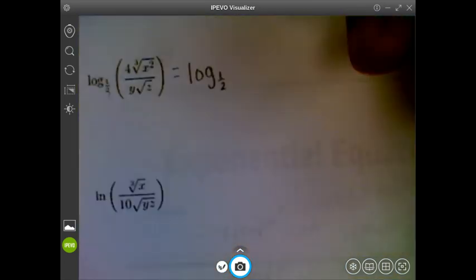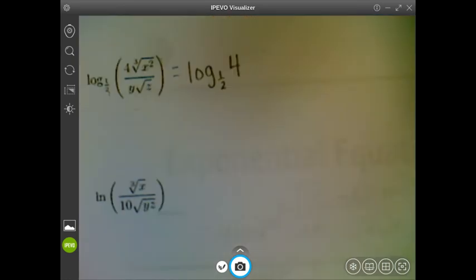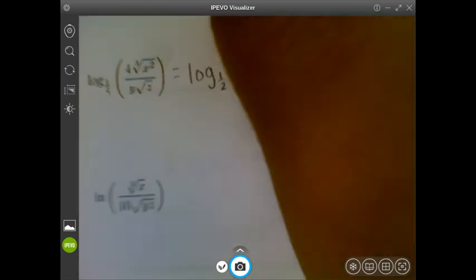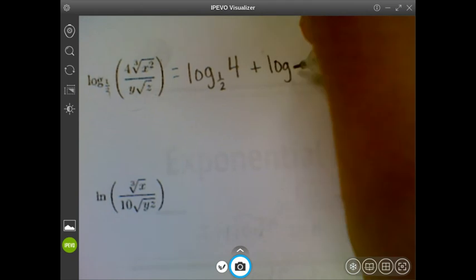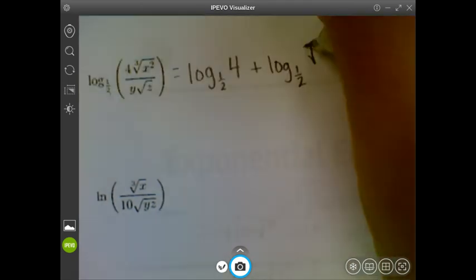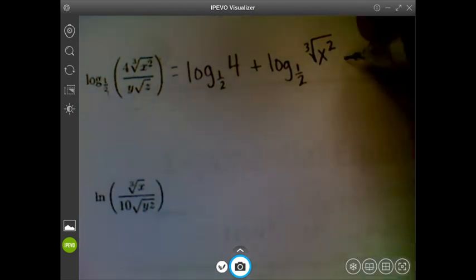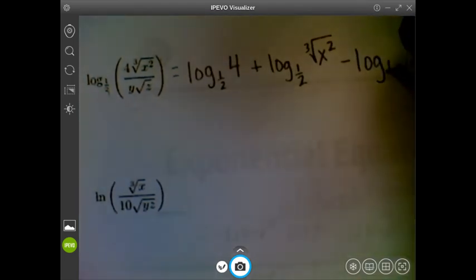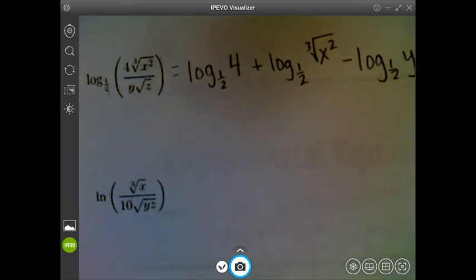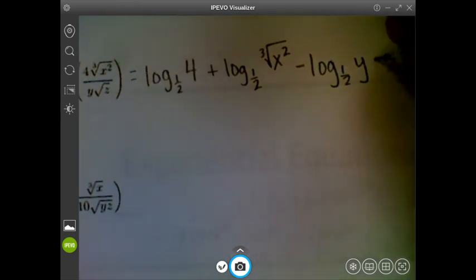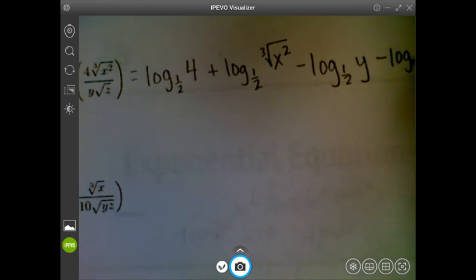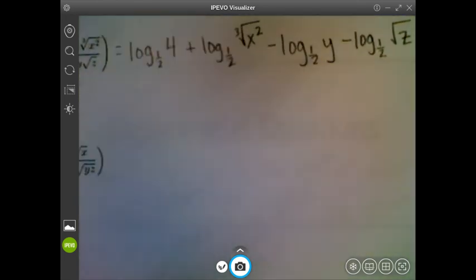And so we can go ahead and just start splitting this up. Everything will be log base a half. And then we'll have a 4. It's going to be positive because the 4 is in the numerator. We'll have plus log base 1/2 cube root of x squared, also positive because it's in the numerator, minus log base a half of y, and it's a minus because it's in the denominator. And then last but not least, we have another minus log base a half of the square root of z.